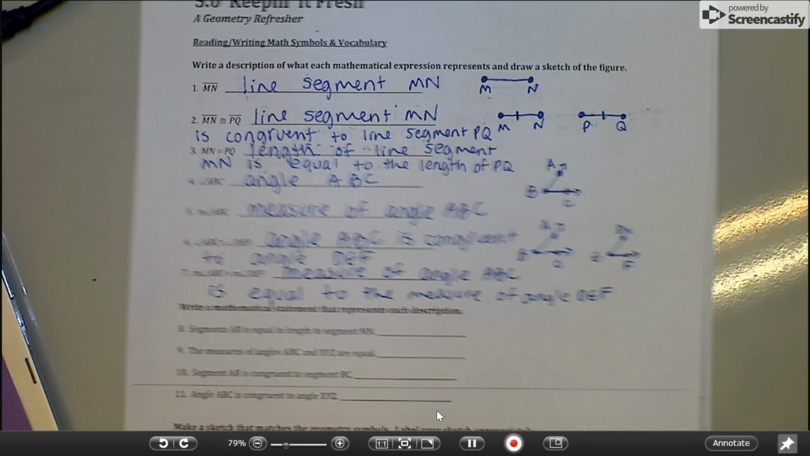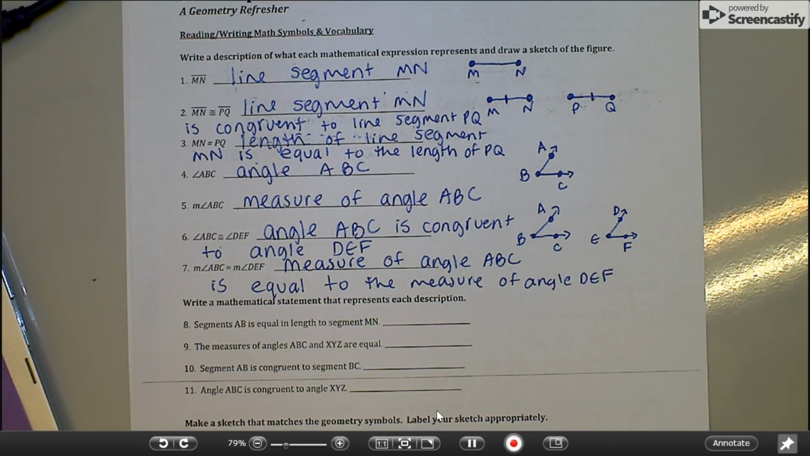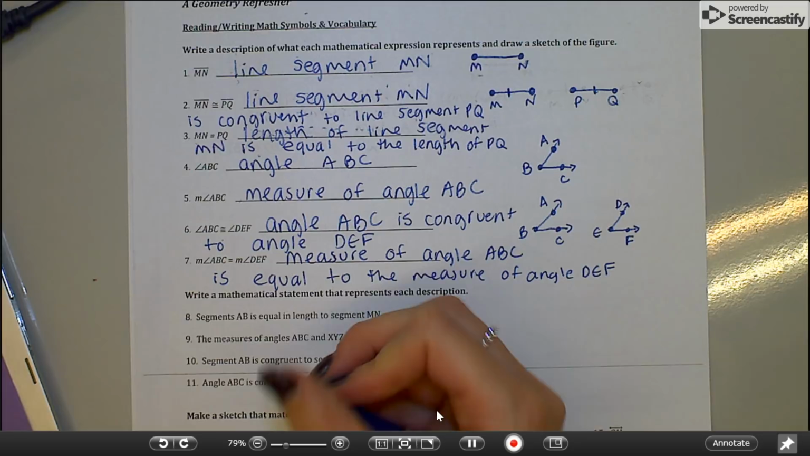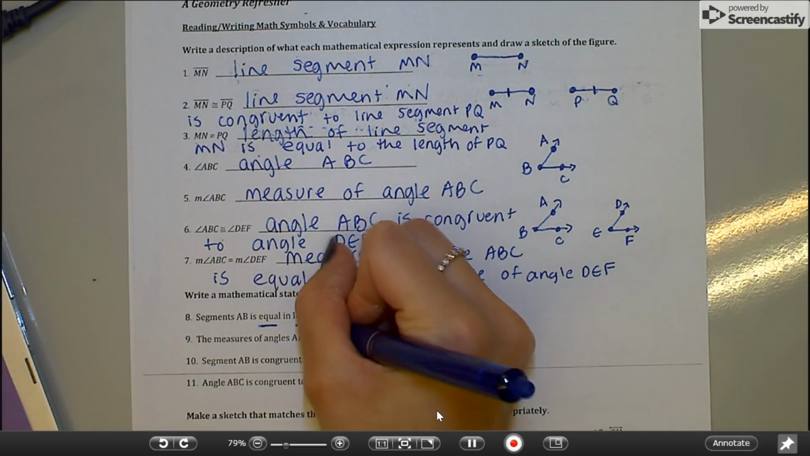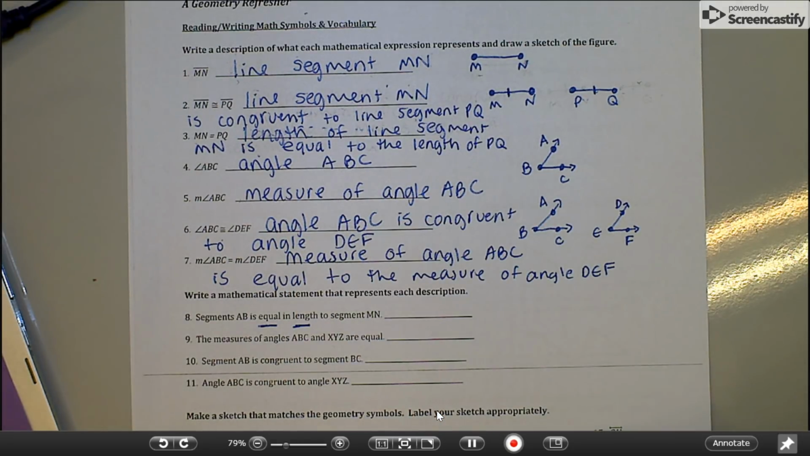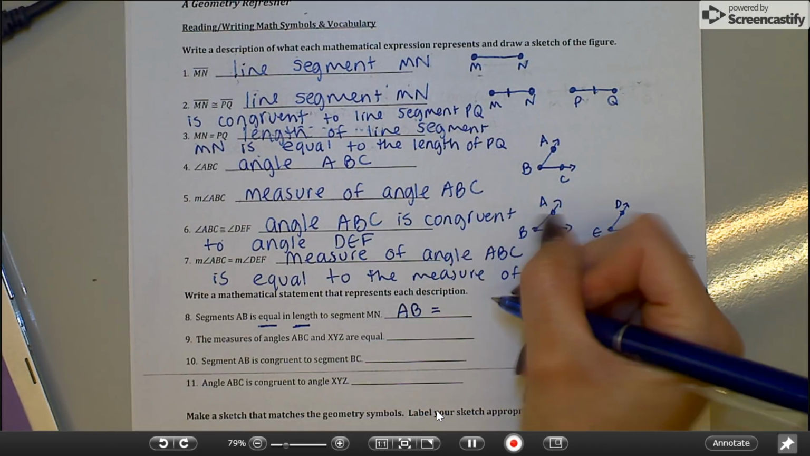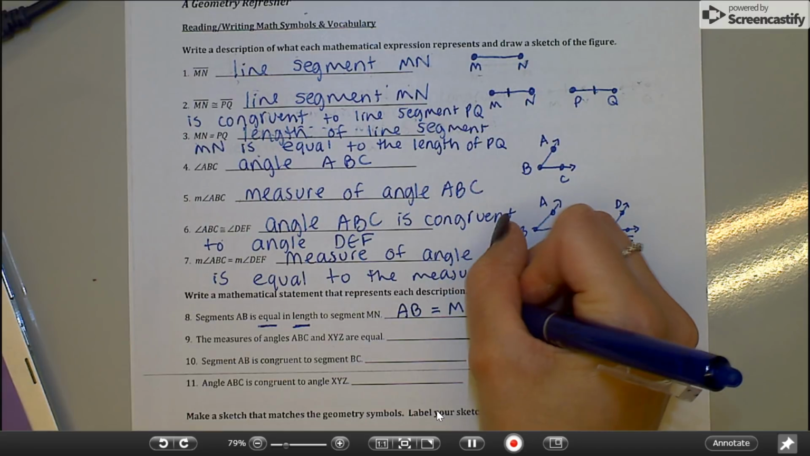And then the next part says, write a mathematical statement that represents each description. It says segments AB is equal in length to segment MN. So what we would say, if we're talking about equal and we're talking about the length, we're not going to use the segment above it. We're just going to say AB is equal to MN.